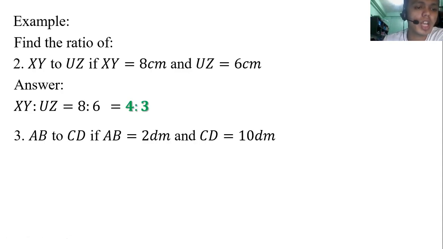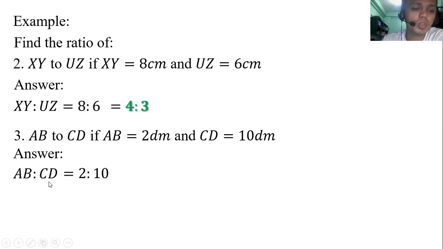How about number 3? AB to CD, if AB is 2 decimeters and CD is 10 decimeters. Again, the ratio is AB is to CD. Substitute AB to 2 and CD to 10. So 2 is to 10, and in lowest term, we have 1 is to 5.